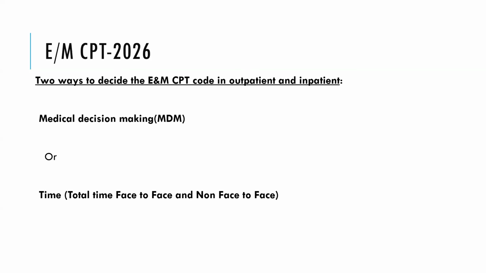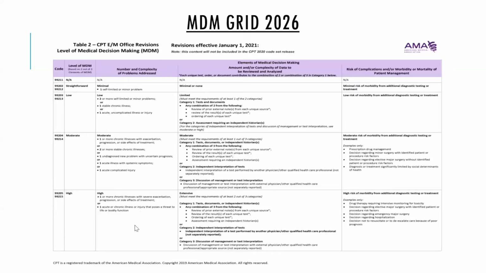Okay, can you see this MDM grid? There are three grids. Are you able to see, Tanya? Yes. So there are three MDM grids you can see. We have number and complexity of problem. Many people call them table A, table B, and table C. Some people call them problem point, data point, risk.